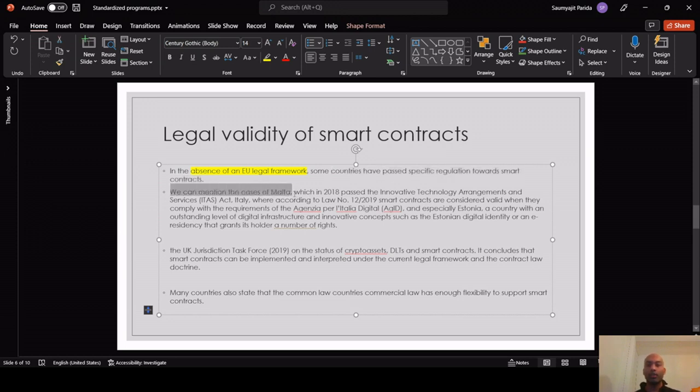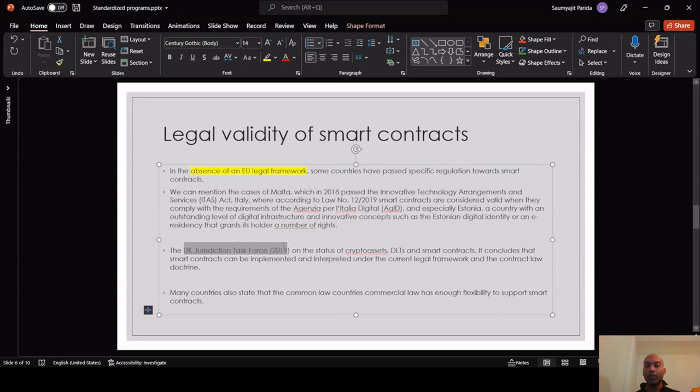We can mention the case of Malta, which in 2018 passed the Innovative Technology Arrangements and Services (ITAS) Act. Italy, where according to law, smart contracts are considered valid when they comply with the requirements of the AGID. Estonia is a country with an outstanding level of digital infrastructure and innovative concepts such as Estonian digital identity or e-residency that grants its holder a number of rights. This is an example of what is already there in the market.